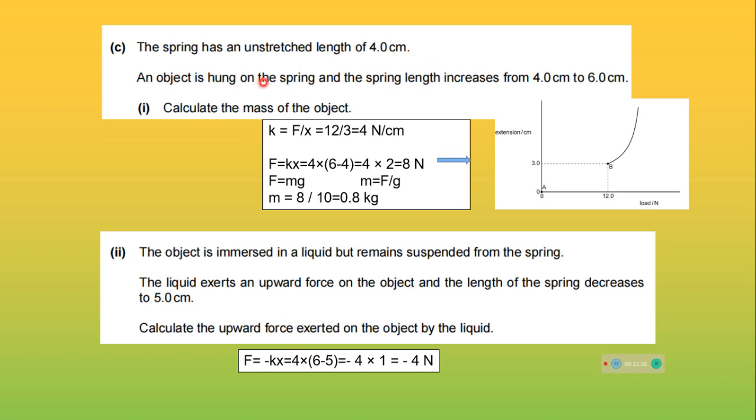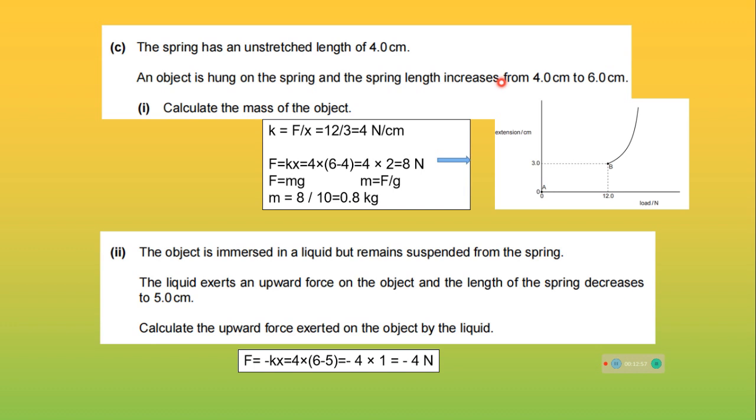The spring has an unstretched length of 4 cm. An object is hung on the spring and the spring length increases from 4 cm to 6 cm. Calculate the mass of the object. So from the previous graph, we can calculate the value of k, and k is equal to F by x. So if you divide 12 by 3, F is the load and x is the extension. So the value of k, the spring constant, is 4 Newton per centimeter.